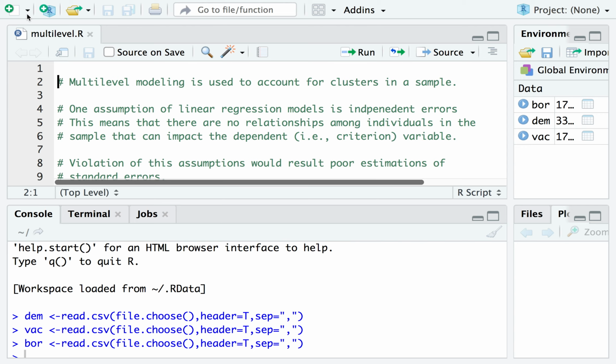So multi-level modeling allows us to account for clusters or groupings we might find in our sample. Let's say you have a sample of students. These students might come from different classes or schools, or let's say you have a sample of patients. They might come from different hospitals, or they might have different nurses. These are examples of different clusterings or groups that might impact some dependent variable you might be interested in.